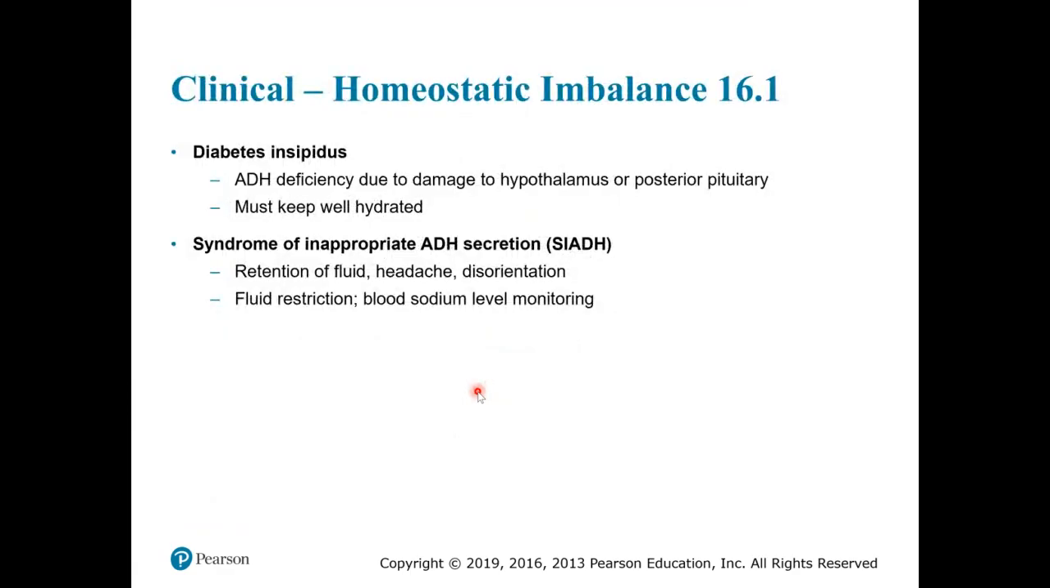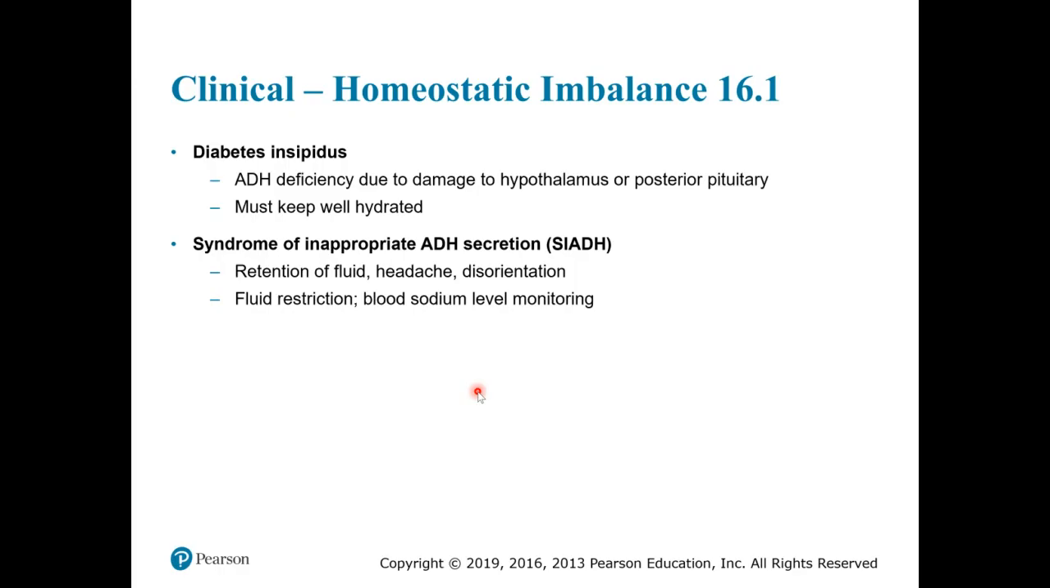Homeostatic imbalances. What happens if something goes wrong? Something always goes wrong with somebody somewhere in everything we talk about in this class. An ADH deficiency is called diabetes insipidus, which is very misleading because this is not diabetes, where you're talking about an issue with blood glucose levels. This has nothing to do with blood glucose. It has everything to do with ADH.